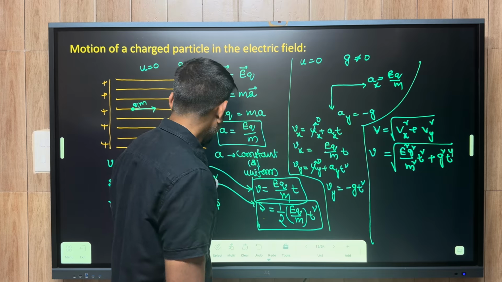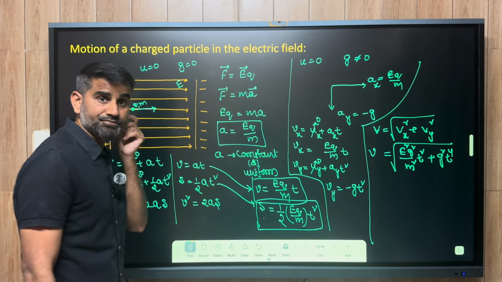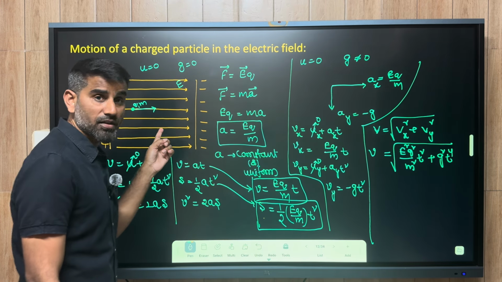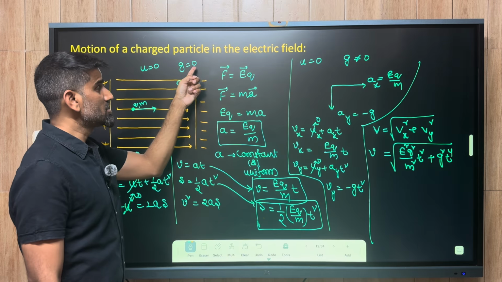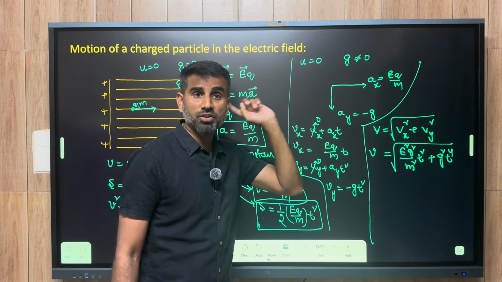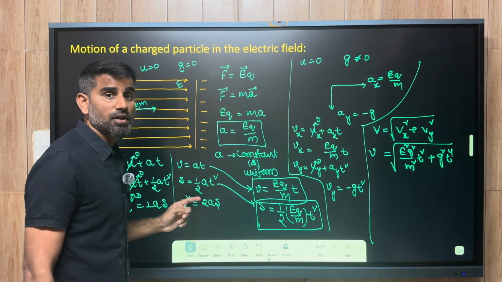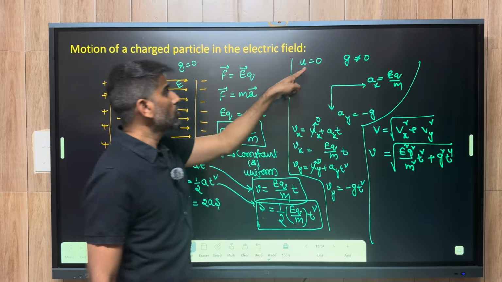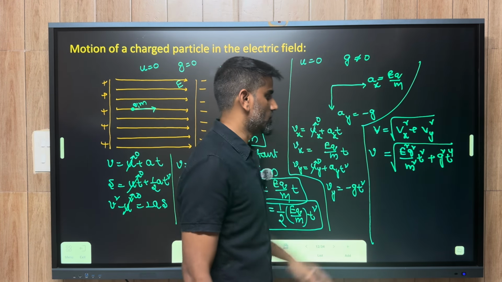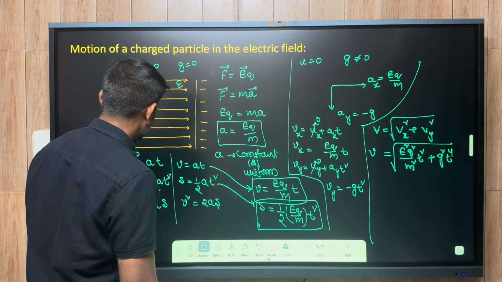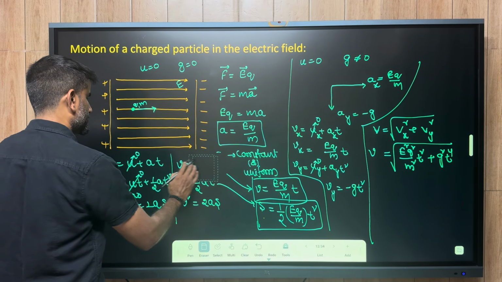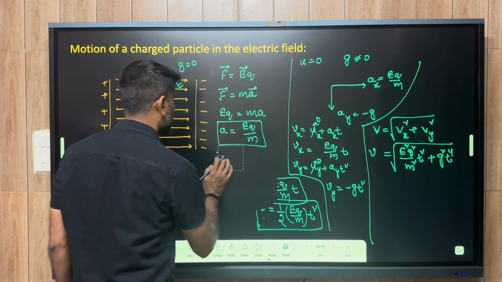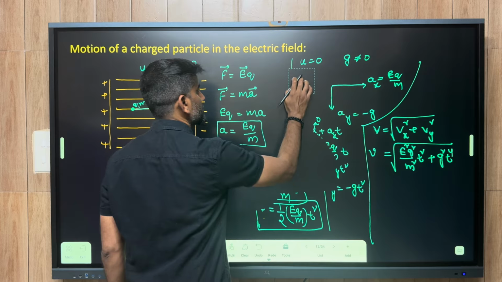Right. Okay. Now let's move on to another case. I've taken the same case with u equal to 0, g equal to 0, and u equal to 0, g not equal to 0. I'm going to discuss another case by considering u not equal to 0, g equal to 0, and u not equal to 0, g not equal to 0. Let's discuss that one. Keep the diagram as it is. I'm just going to change the equations.